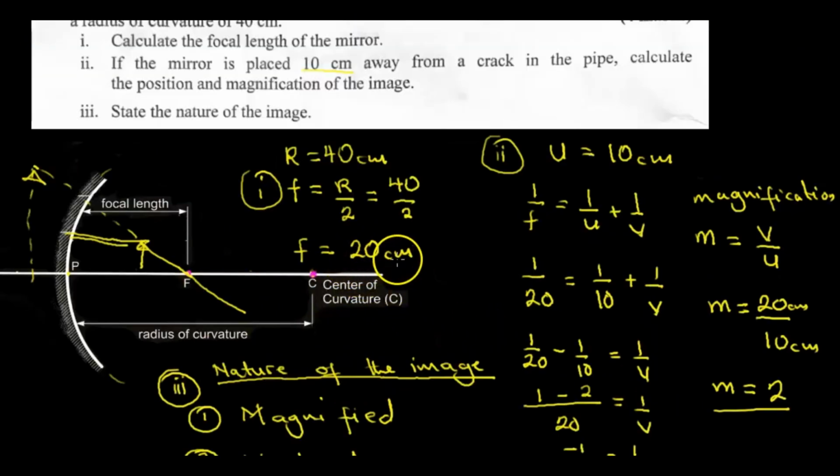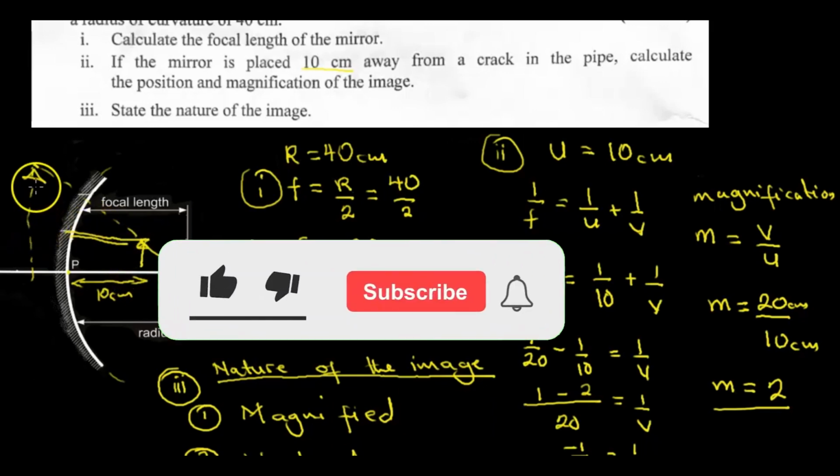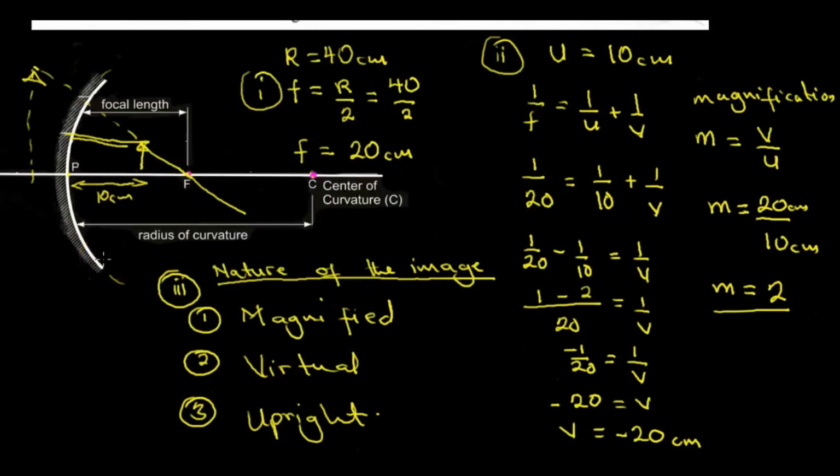The focal length is 20 centimeters and the object distance is 10 centimeters. So it is definitely between the pole and the focal length, or the principal focus. So the image that will be formed will be virtual and will be formed behind the mirror, and that is what makes it virtual. So let's look at the other question in the next video.